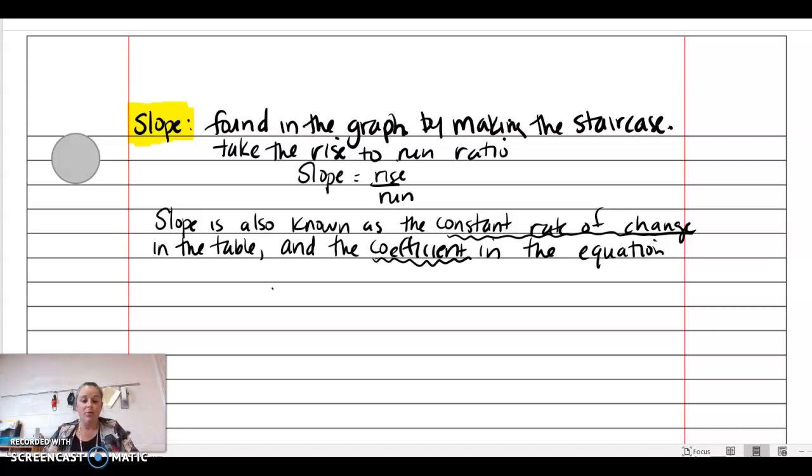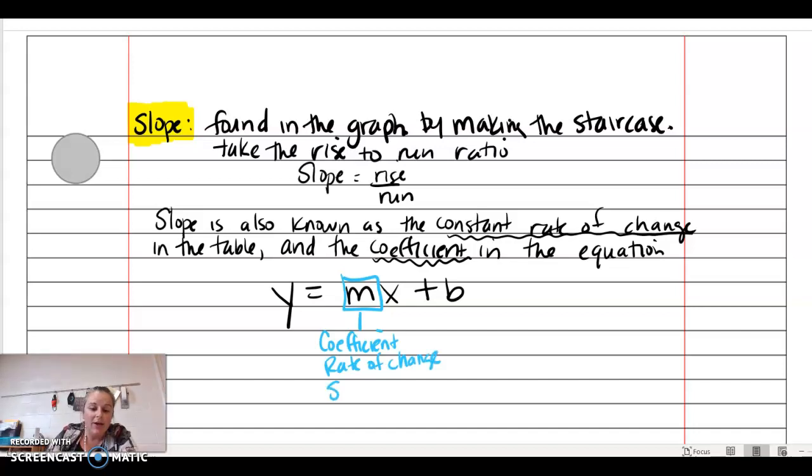So, for example, if I were to give us the y equals mx plus b formula again, let's say I pick this blue color. M has now another word that it stands for besides coefficient, rate of change, or now we can call it slope.